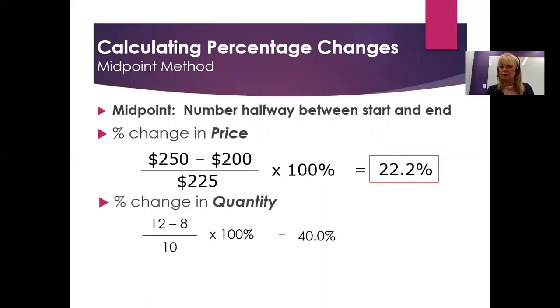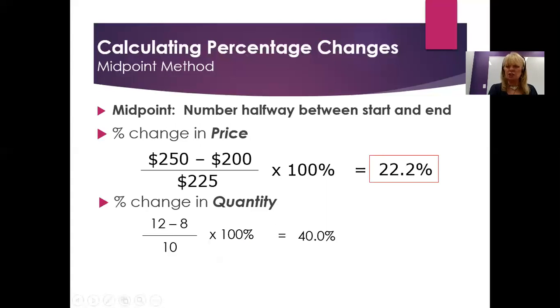We're going to do the same thing on the quantity side. If we move from the high price to the low price, 12 minus 8 divided by a number halfway between, 10. 12 minus 8 divided by 10 gives us a 40% change in quantity. A quantity of 12 minus a quantity of 8 divided by a quantity of 10. If we're going the other way, if it's 8 minus 12, we still get 4. Divided by 10, we still get 40%.